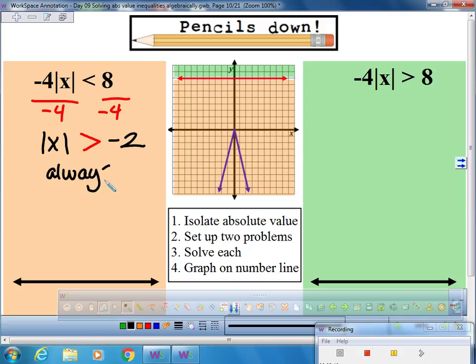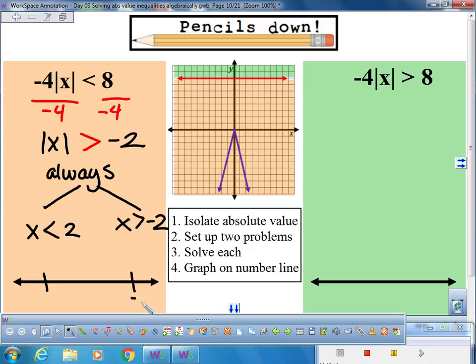So let's see what happens when I have this always situation on a number line down here. I'm going to, same thing, set up two equations. I have x is greater than negative 2, and I have x, now I'm going to switch the sign, right? Because I need a positive sign. Less than positive 2. So I've got 2. And we're talking about x is going to be less than 2. And we're talking about x is going to be greater than negative 2.